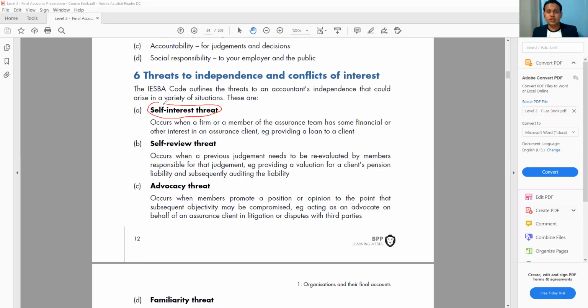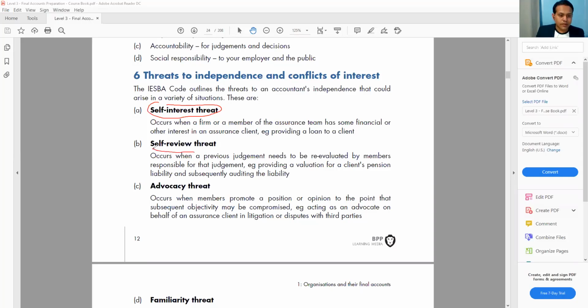So if you have a self-interest in something, because of that, maybe you will not be unbiased. Maybe you will be biased. You think, because of this decision, I will also be a loser, so I'm not going to do it. So self-interest is one of the threats.